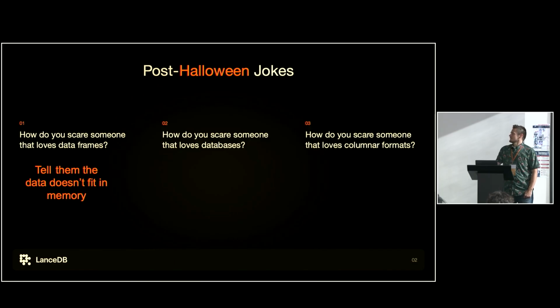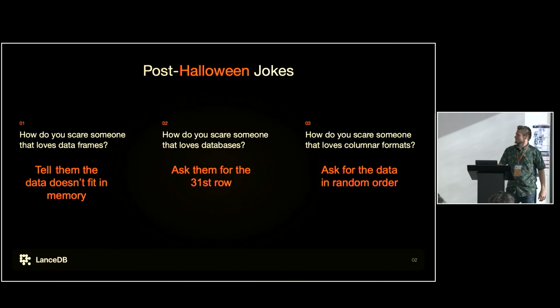How do you scare someone that loves databases? There's a lot of SQL DB admin types out there. You want to scare them? It's very simple. You just ask them for the 31st row. And you're going to get a well, actually talk very quickly about how there is no such thing as order in a database, and the 31st row is a meaningless distinction. A data frame person would be like, what's the problem? How do you scare someone that loves columnar formats? You just ask for the data in random order.